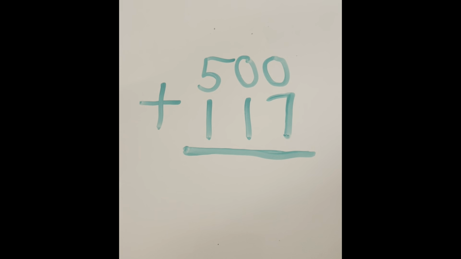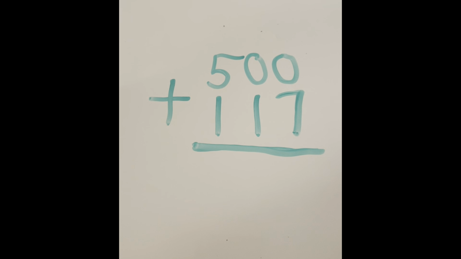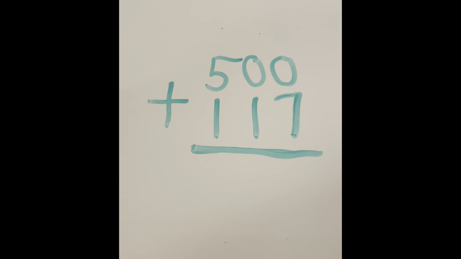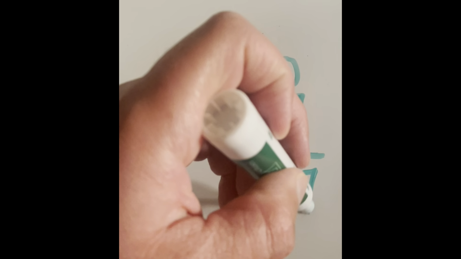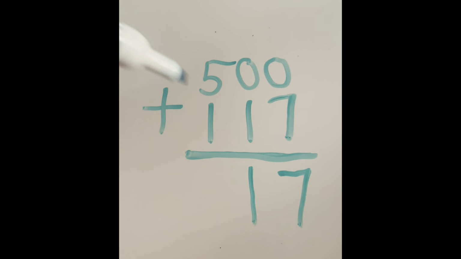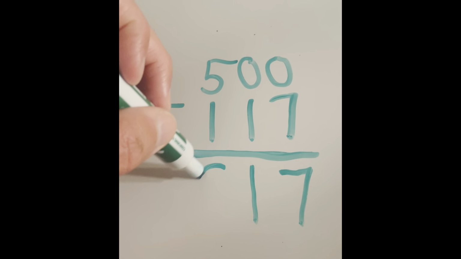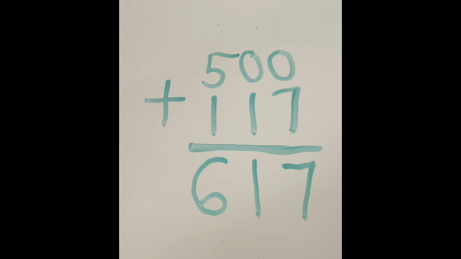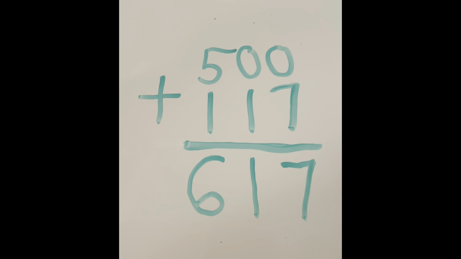Example number 5. This is the final example that does not require regrouping. 500 plus 117. So we start out in the ones place. 0 plus 7 equals 7. 0 plus 1 equals 1. 5 plus 1 equals 6. And we have our final answer. 500 plus 117 equals 617.